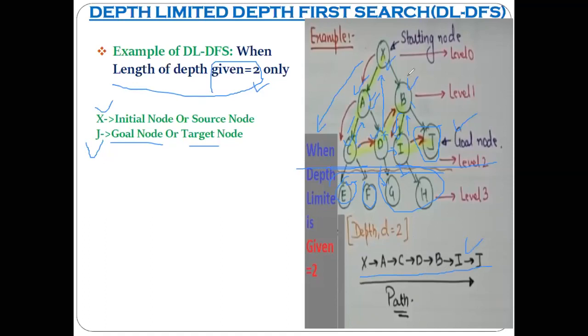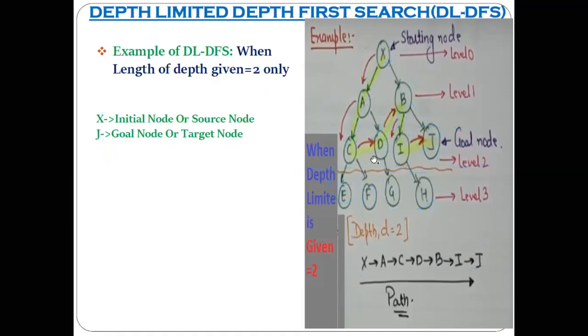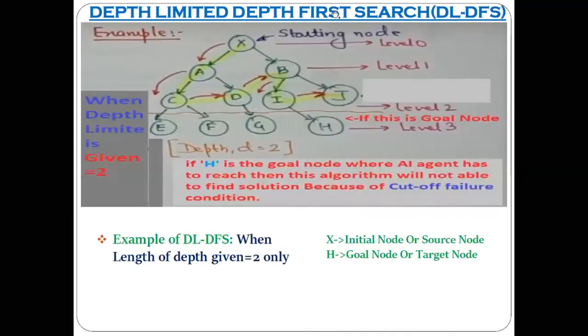Let's come to the doubt raised by Jasmine here. I have mentioned that point also. Imagine our goal node is H, and the depth limit given is 2. As I have mentioned here, D is equal to 2. So if H is the goal node where the AI agent has to reach, then this algorithm will not be able to find the solution because of the cutoff failure condition.